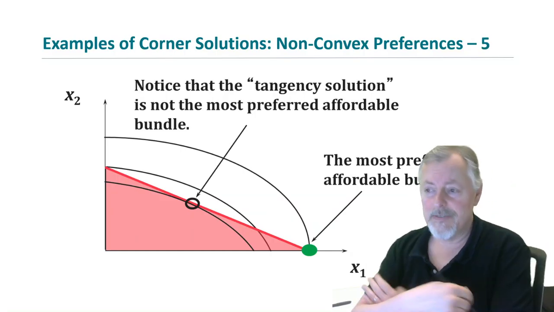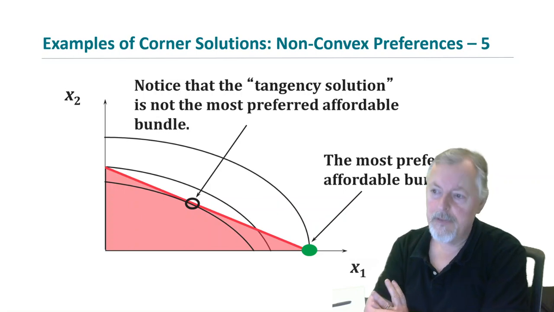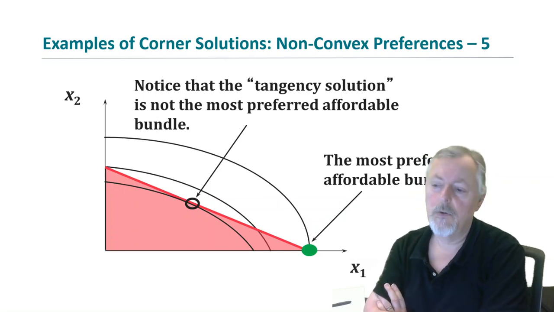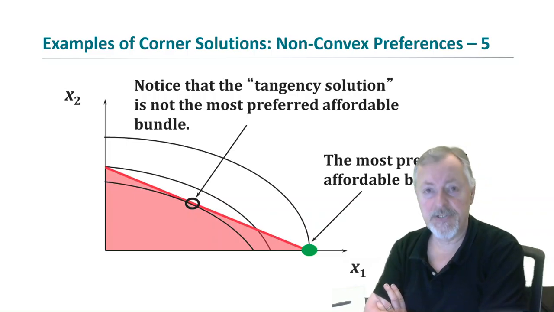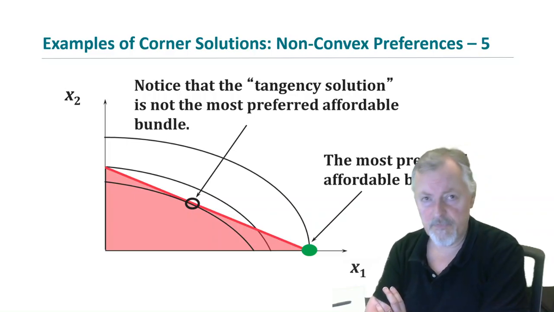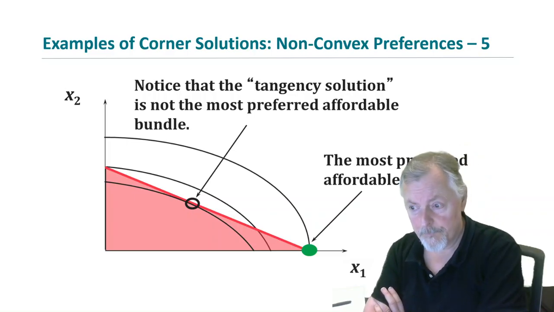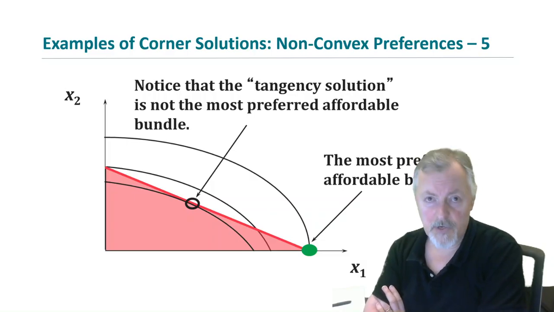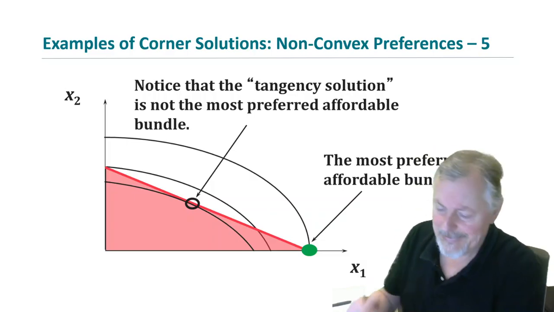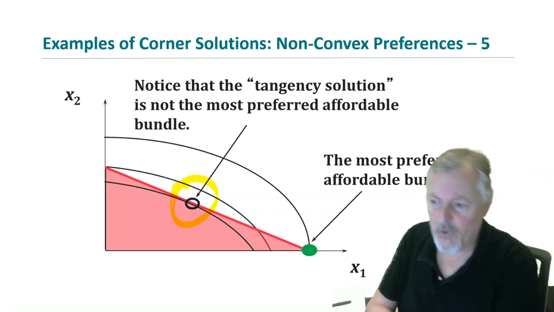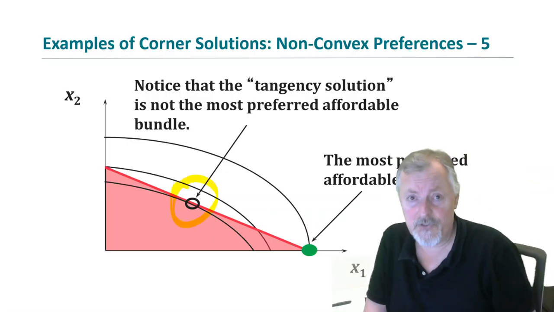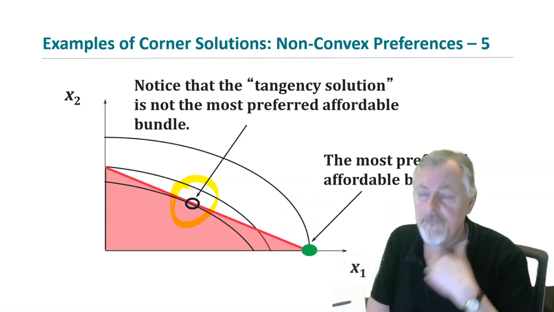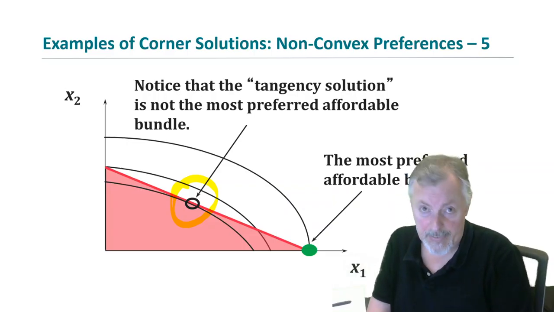But here, notice something else, that the tangency solution, the consumption bundle where the slope of the budget constraint equals the slope of the indifference curve, in other words, where the price ratio is equal to the marginal rate of substitution, that gives you that point. It gives you the wrong answer. So this procedure only works if preferences are well behaved.